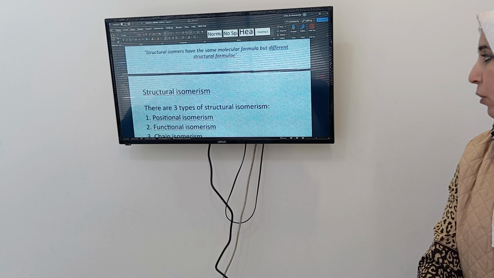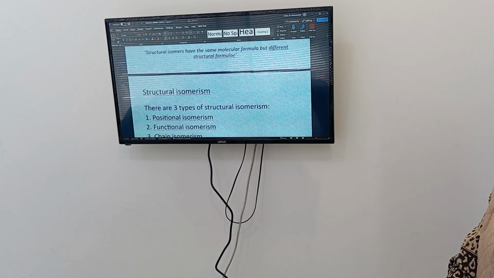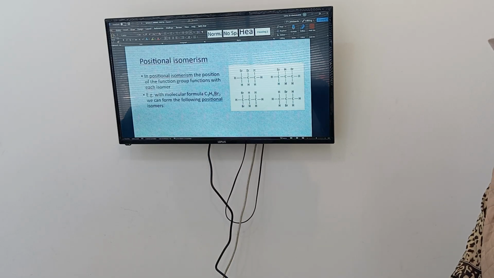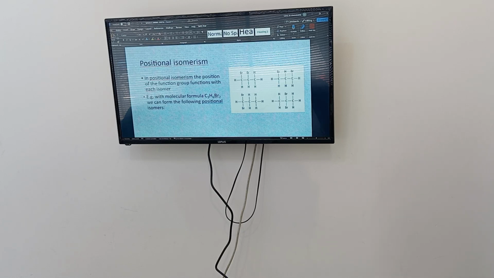We have three types of structural isomerism. First, positional isomerism. Second, functional isomerism. Third, chain isomerism. First one, in positional isomerism, the position of the functional group differs in each isomer. For example, with molecular formula C3H6Br2, we can form the following positional isomers.